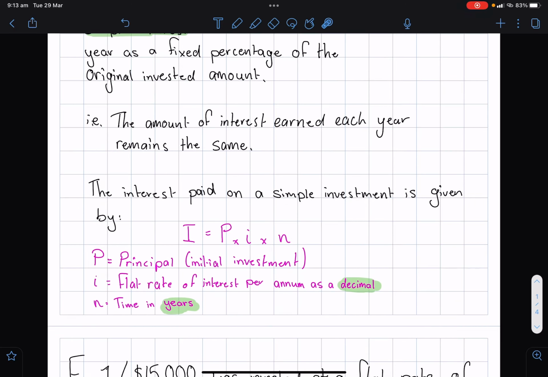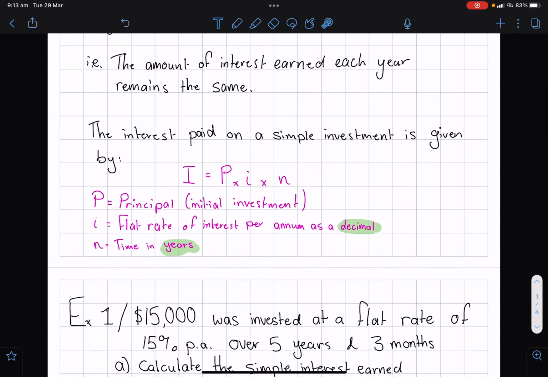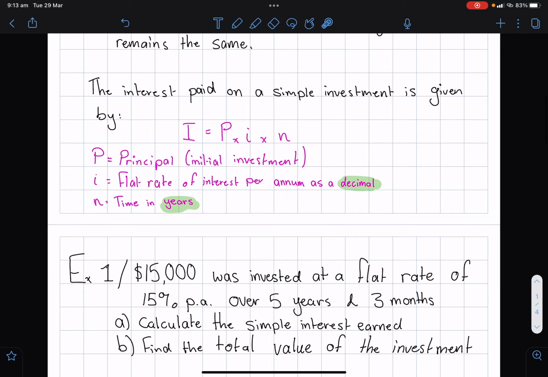With that, I'm going to go through a couple of examples that you might come across. Example one: $15,000 was invested at a flat rate of 15% per annum. When you see that per annum, you know that means per year, over 5 years and 3 months. Part A, calculate the simple interest earned, and Part B, find the total value of the investment.